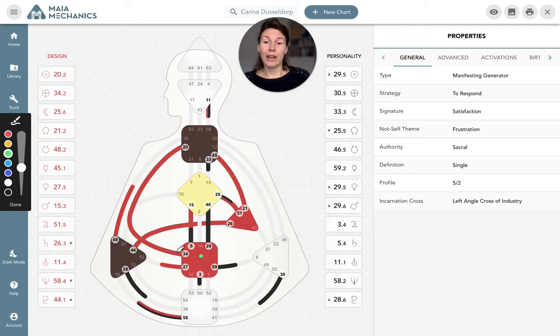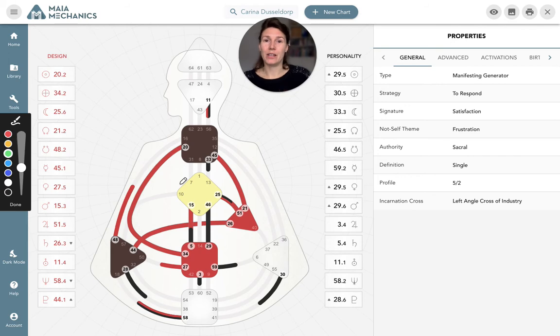Because this is directly connected to the throat via this channel, but also because I have another motor to the throat, this one, the heart center, is also a motor. Because of that, this is what makes me the manifesting generator. So, in response, which is my strategy to respond to life, in response, I have manifesting potential.